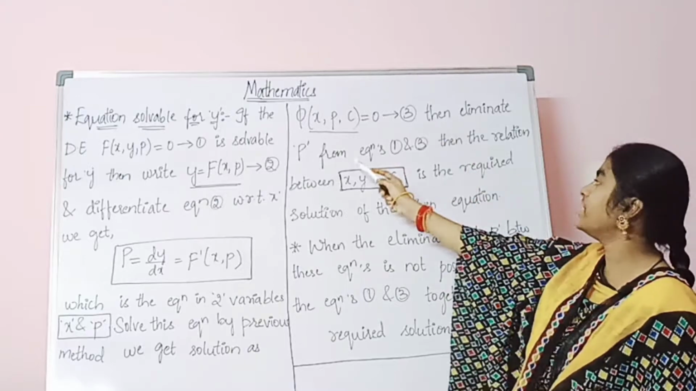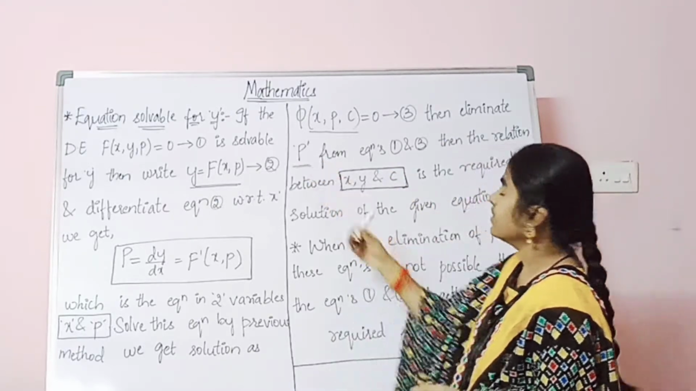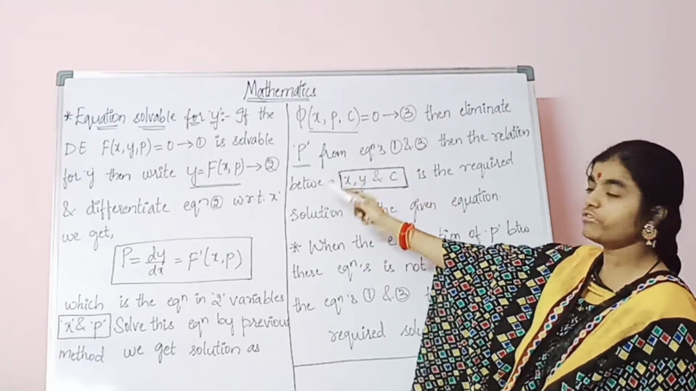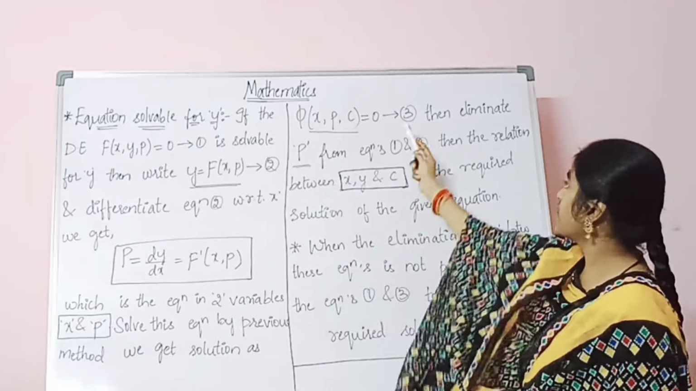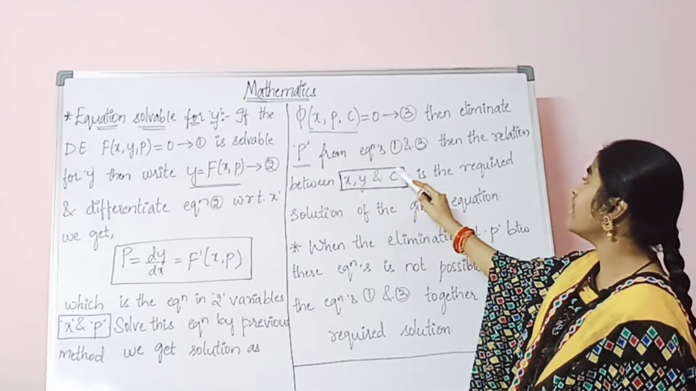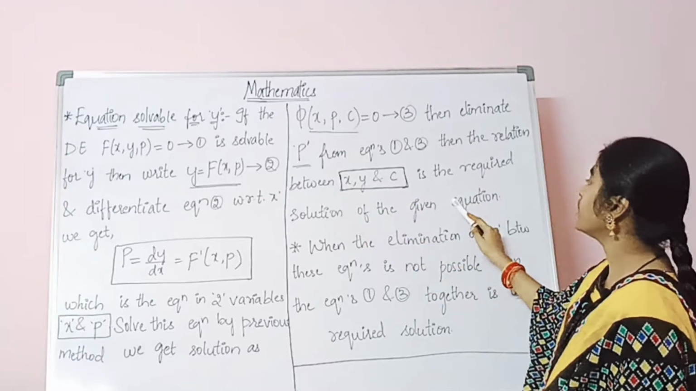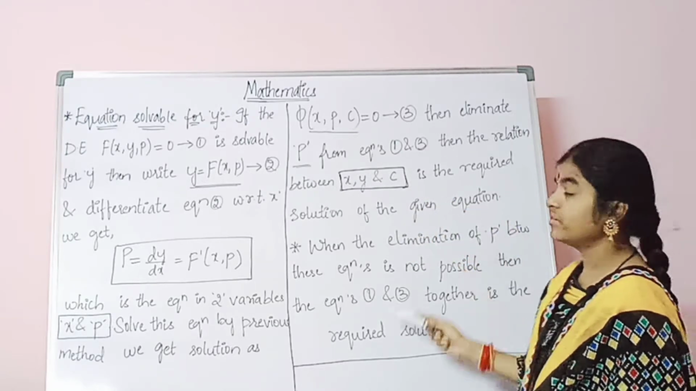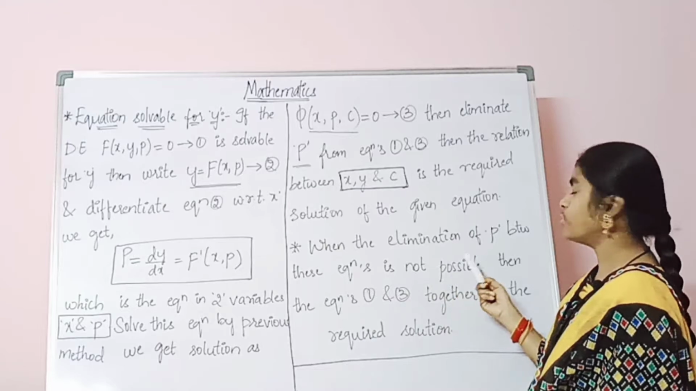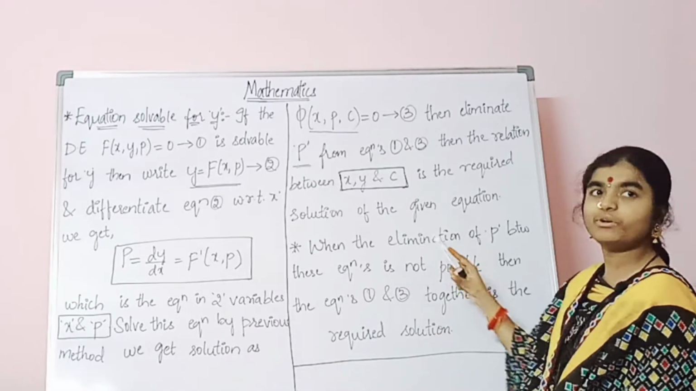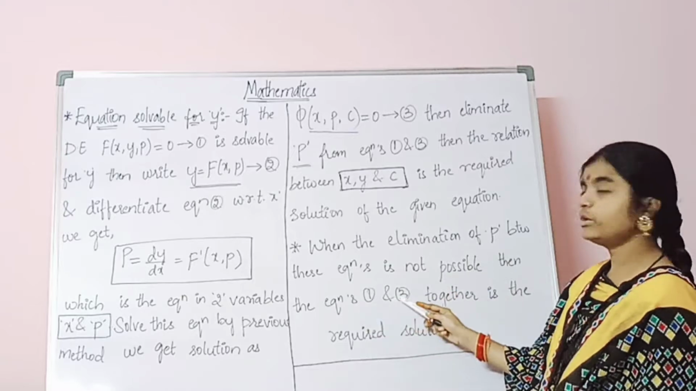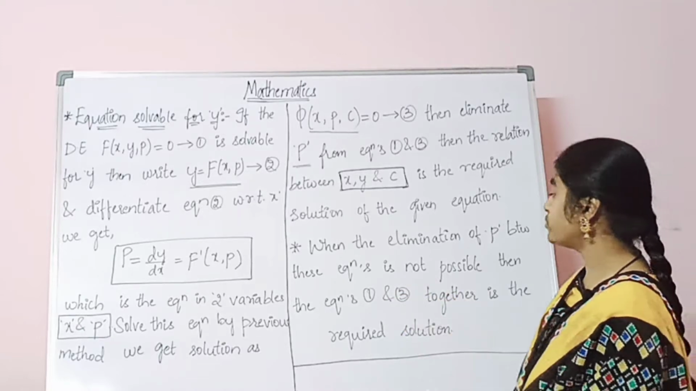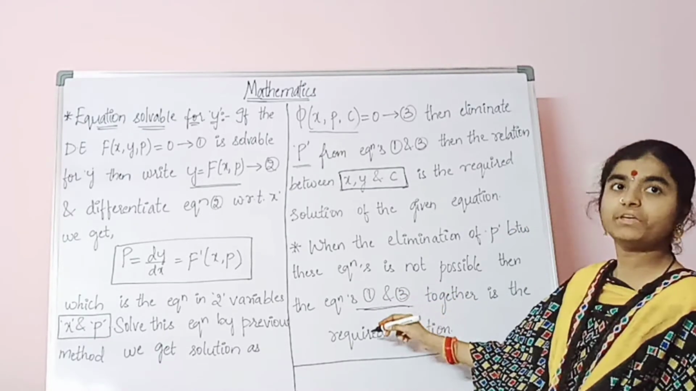Then what we have to do? We have to eliminate p from equations 1 and 3. Then the relation between x, y and c is the required solution of the given equation. If elimination of p is not possible between these equations, then equations 1 and 3 together will be the required solution.